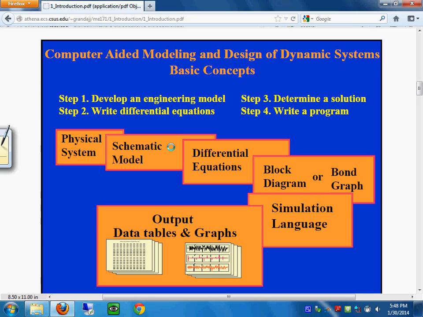For that reason, we would like to use either second order differential equations, or we can use first order differential equations. Once you have it on this mathematical model here, you have two avenues. You can use a block diagram approach, or you can use a bond graph approach.